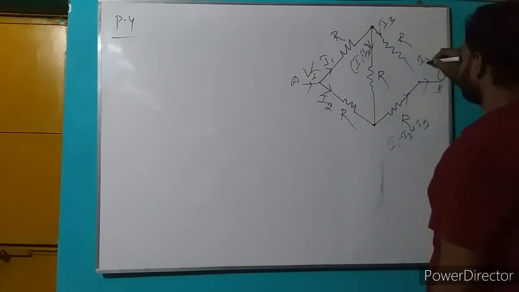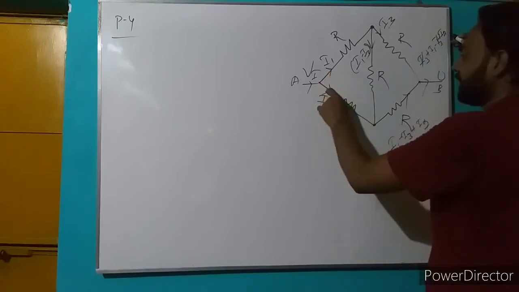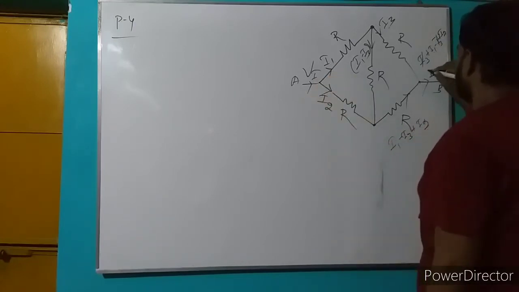That means I3 plus I1 minus I3 plus I2. I3 cancels, I1 plus I2, I1 plus I2 that means I. So that is I, the current is I.